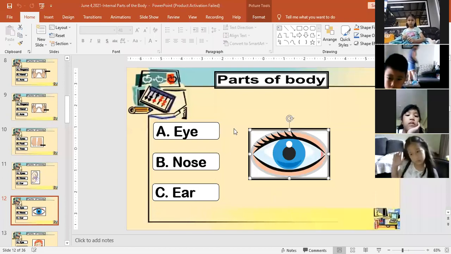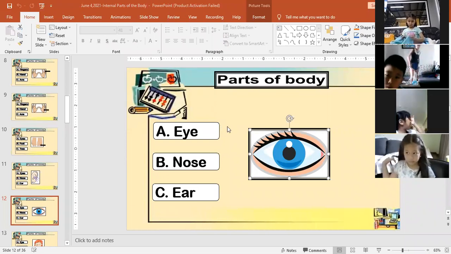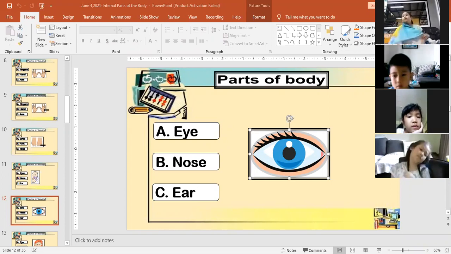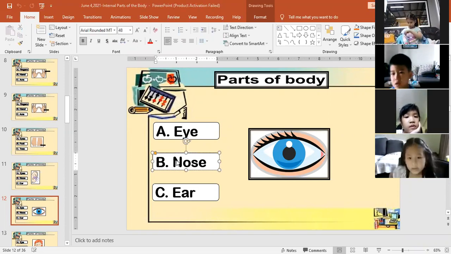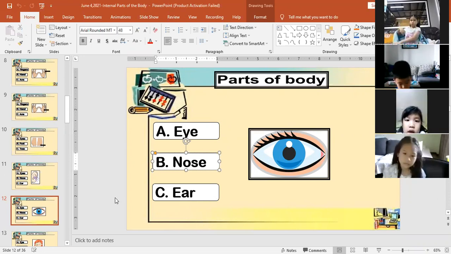Okay, very good. Eyes. What letter is the eye? A. Okay, letter A. Let's read letter B. How do you read letter B? E-Y-E. Nose. Let's read nose. And letter C is ear. Again, ear.